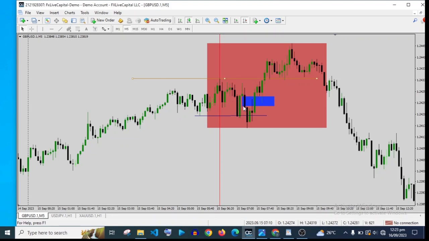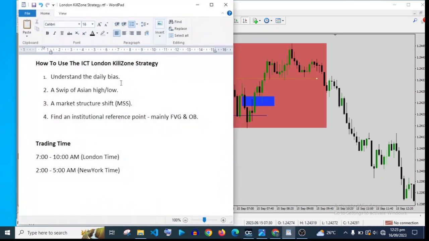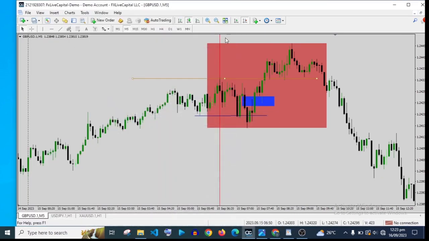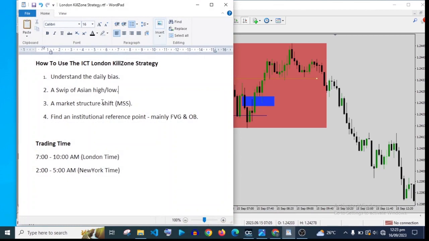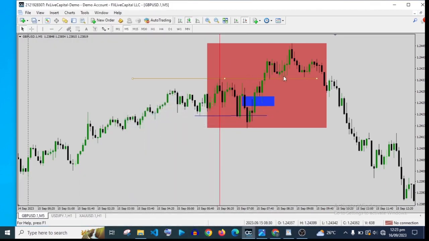Okay, so now we take action from this level, from this candle. So we wait for the sweep of this high. With that, you see this high was swept here, so it means our number 2 is actually achieved right here. So we wait for number 3. Number 3 is shift in market structure. So now we can wait for that to happen.